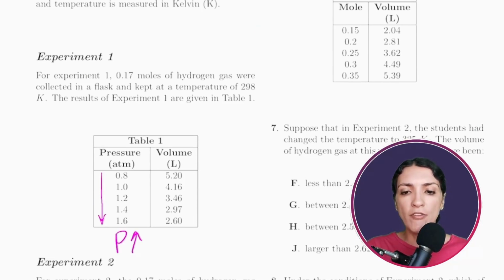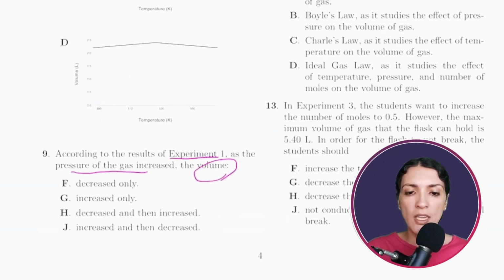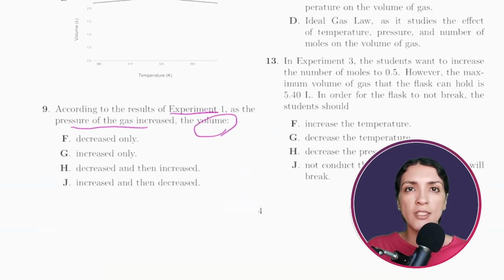Now let's look at volume. Volume is going from 5.2, 4.16, 2.97, 2.6. So volume is decreasing monotonically. So as pressure increases, volume decreases. And that would be choice F.